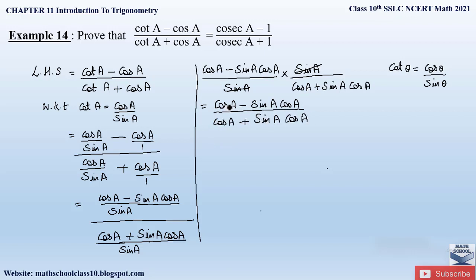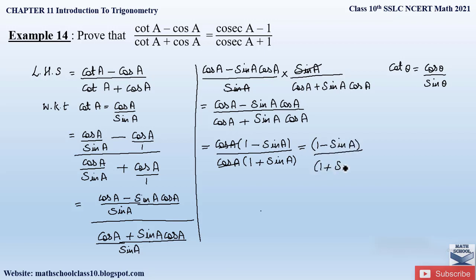Now here you can observe that cos A can be taken as common. Again in the denominator cos A can be taken as common. So let us take out cos A. In the numerator you will be left with 1 minus sin A. Again in the denominator if you take out cos A common, you will be left with 1 plus sin A here. Right, so this cos A and cos A will get cancelled. And so therefore we got here 1 minus sin A divided by 1 plus sin A.